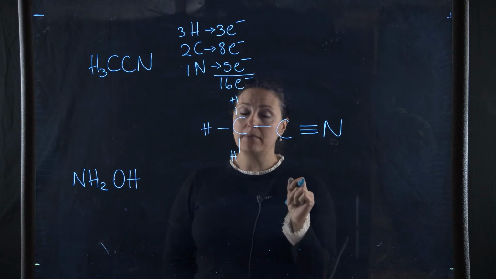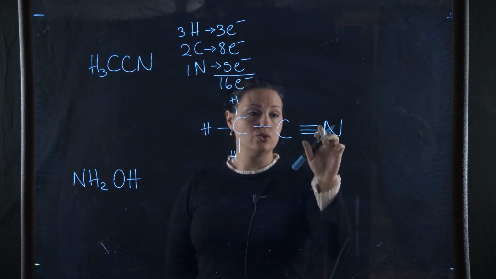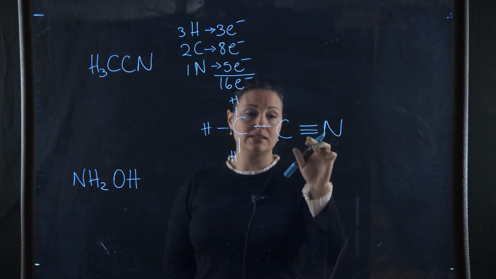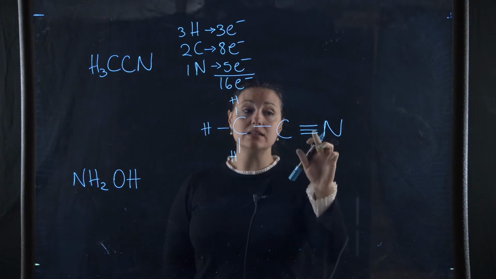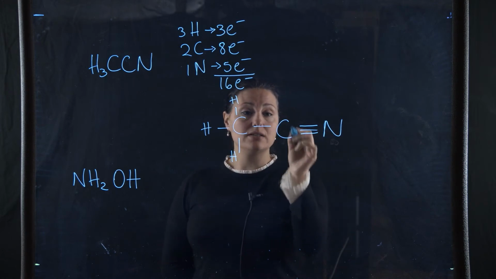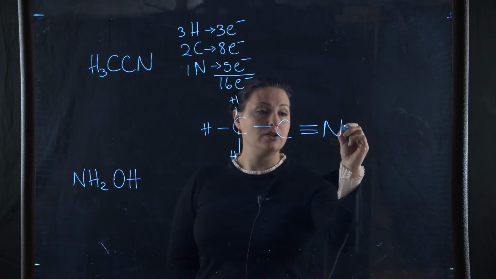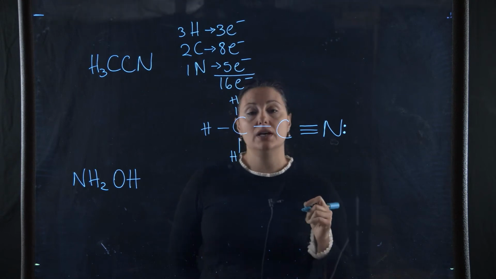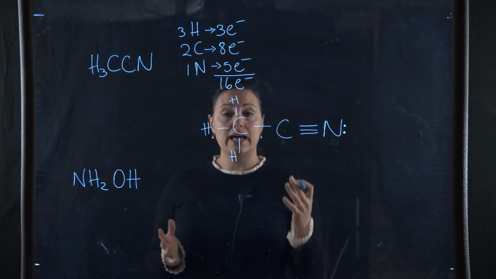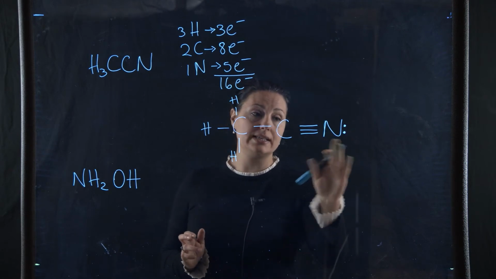So this carbon's happy. But this nitrogen, let's count: 2, 4, 6. Each of these lines stands for 2 electrons. It's got 6 electrons, meaning it needs 2 more. And because it cannot bond to this carbon anymore, because this one's happy, it can have those 2 electrons as a lone pair on its own. Now, let's count the electrons around it: 2, 4, 6, 8. So this one is happy.